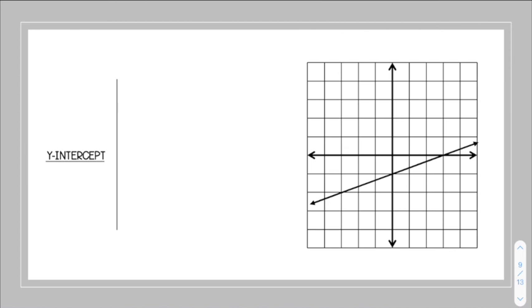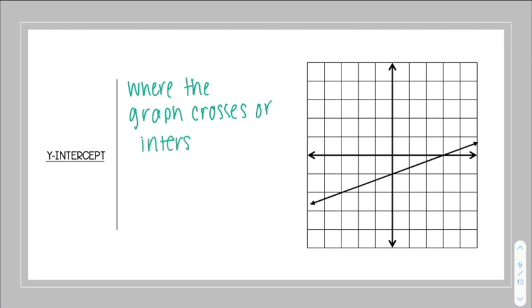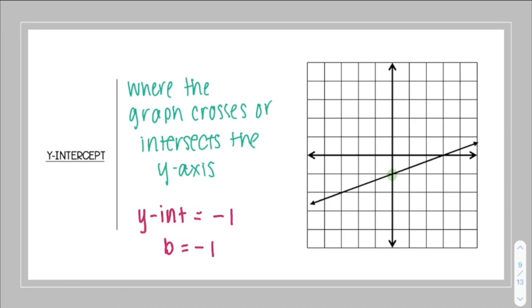So like I said before, your y-intercept is where the graph crosses or intersects the y-axis. So in this graph on the right, your y-intercept would be this point right here. So your y-intercept would equal -1. This would be your b value, -1.